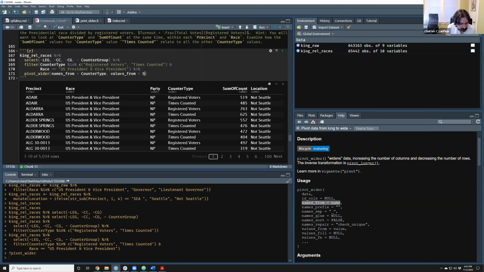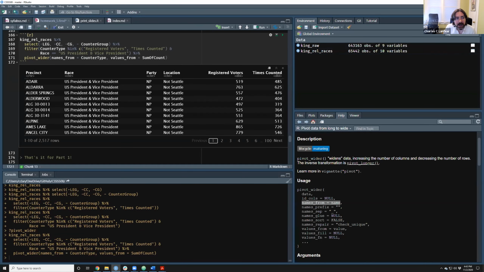Sum of count. Sum of count. So this is saying that we're going to create new columns. We're going to create a column for registered voters, and under it, it's going to have numbers like 519, 763, 557, 472. We're also going to create a column called times counted, which has numbers like 485, 625, 476. If I run this, what we get now is one row per precinct, right? Now we have a registered voters and a times counted column.